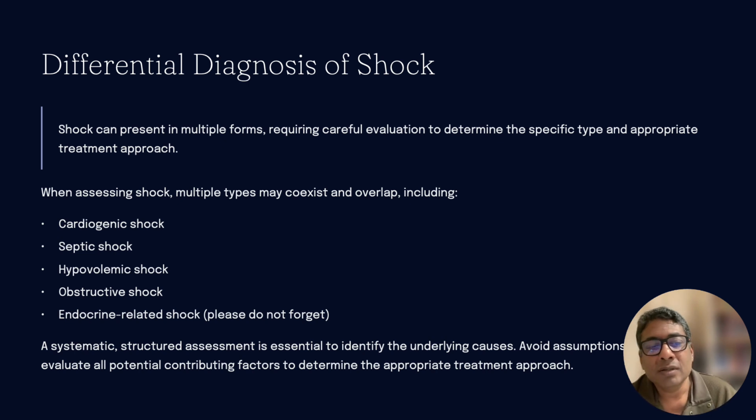Like imagine somebody has diabetes insipidus or Addison's crisis, meningitis with Addison's crisis. Imagine those kinds of situations. So always think through endocrine causes of shock as well. Otherwise you'll miss it, okay? Or patients on chronic steroids who didn't have their steroid doses. So avoid assumption, evaluate all potential contributing factors, and determine the appropriate treatment approach.